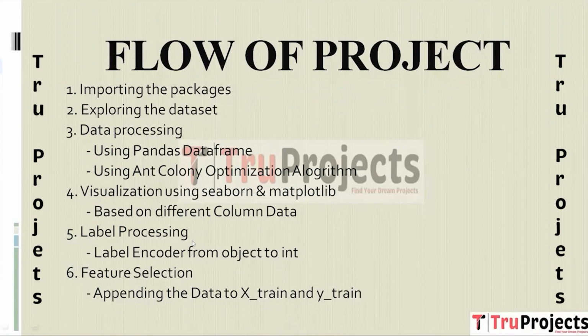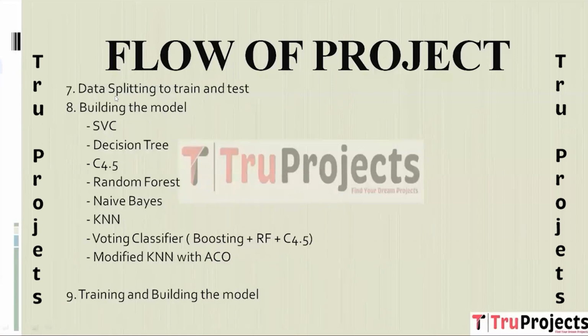The next here we have label processing. Label processing involves converting categorical labels from object type to integer type using techniques like label encoding. The next here we have feature selection. Features for the model are selected and the data is structured by appending it to xtrain and ytrain, where xtrain represents features and ytrain represents labels. Then next here we have data splitting to train and test. The data set is divided into training and testing sets to evaluate the model's performance on unseen data.